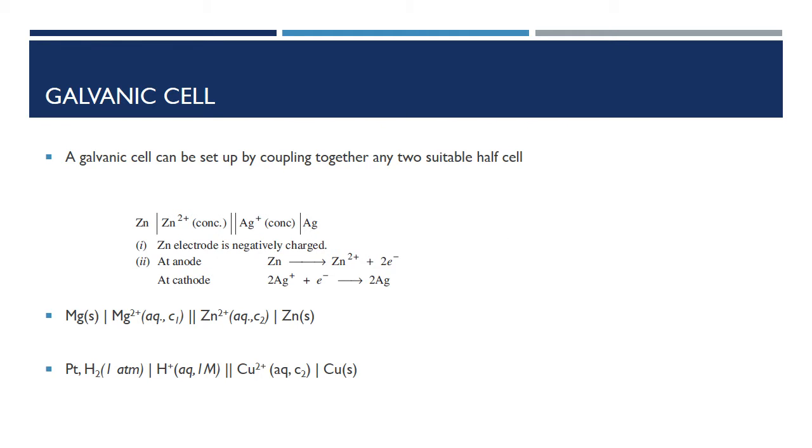A galvanic cell can be set up by coupling together any two suitable half cells. One we have already seen. Two other examples are also given here. The first one contains magnesium taken as an anode, whereas zinc is the cathode, and in the second case hydrogen is the anode and copper is the cathode.